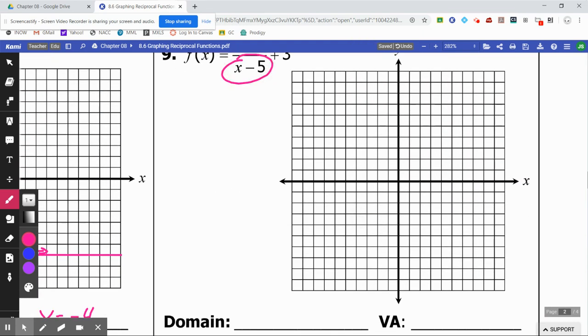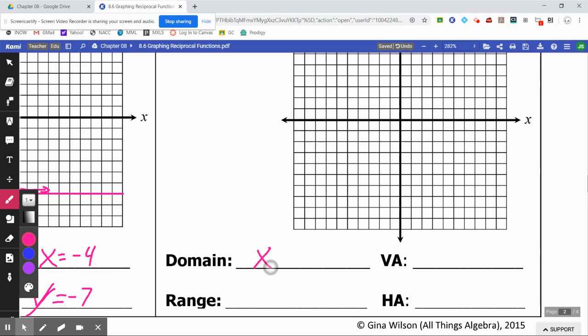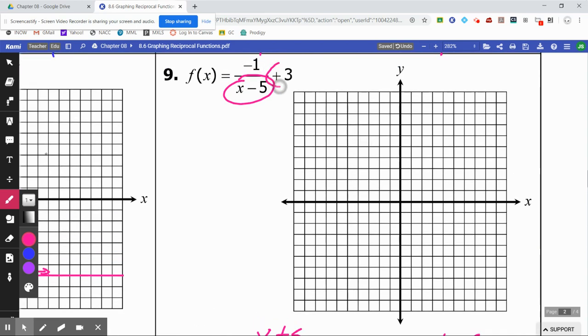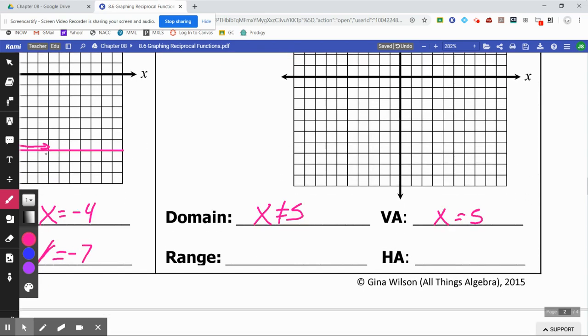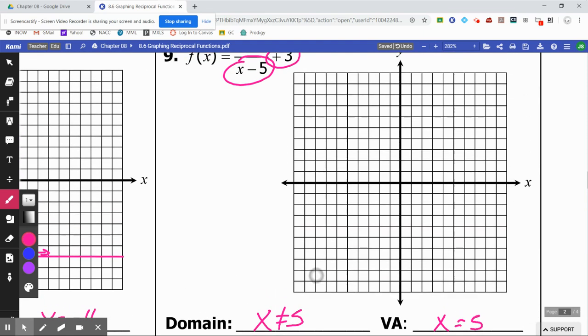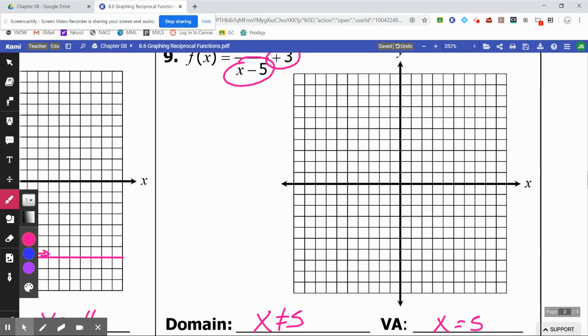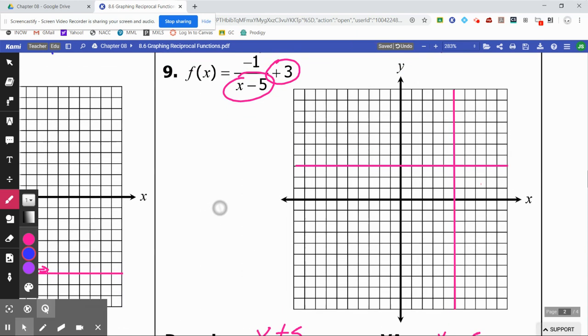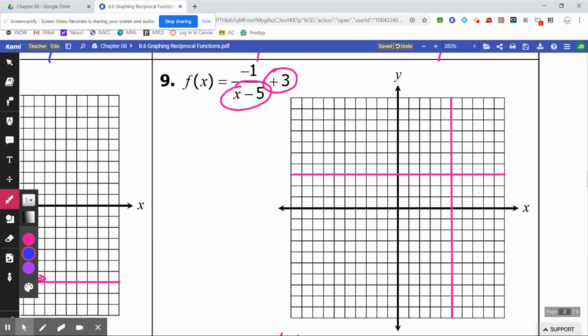Number 9. Again, you have a domain restriction of 5, so x will never be 5. So therefore, that's going to be a vertical asymptote here. Your y restriction, y will never be 3. So therefore, that's your range restriction. Y will be everything else but 3. That'll be your horizontal asymptote. Again, let's plot those 2 asymptote lines. And again, plug in some points close to those asymptote lines.